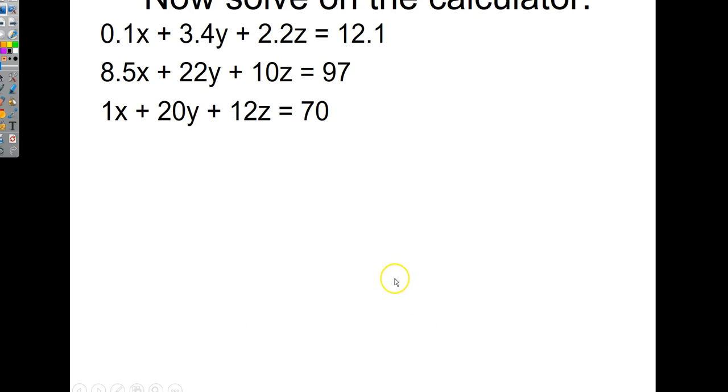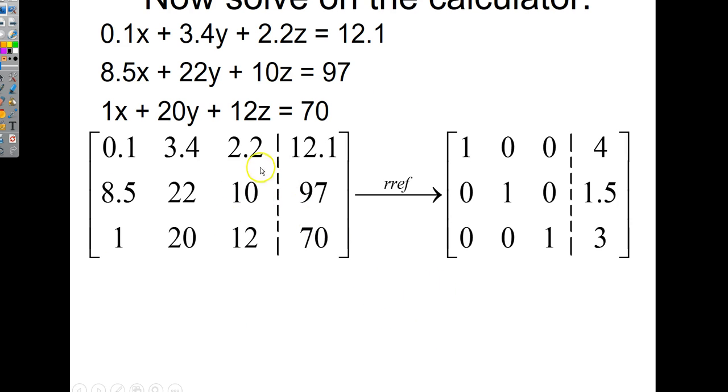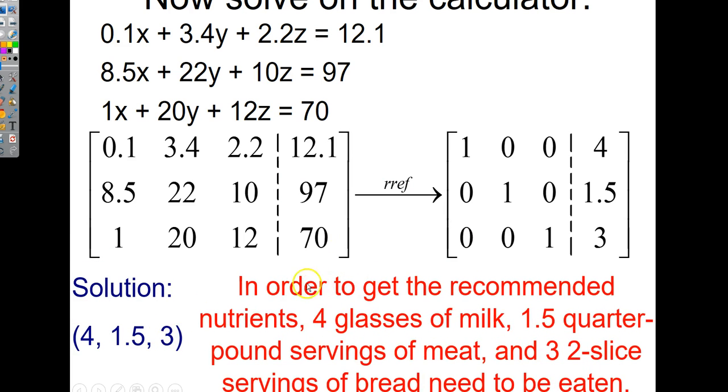So now we can just make our augmented matrix, solve it on the calculator, and we find that in order to get the recommended nutrients, we would need 4 glasses of milk, 1.5 quarter-pound servings of meat, and 3 2-slice servings of bread to be eaten.